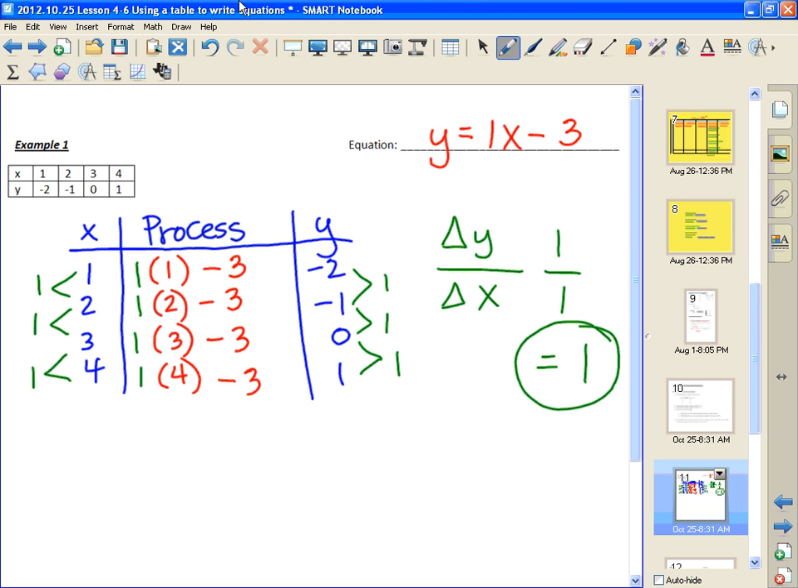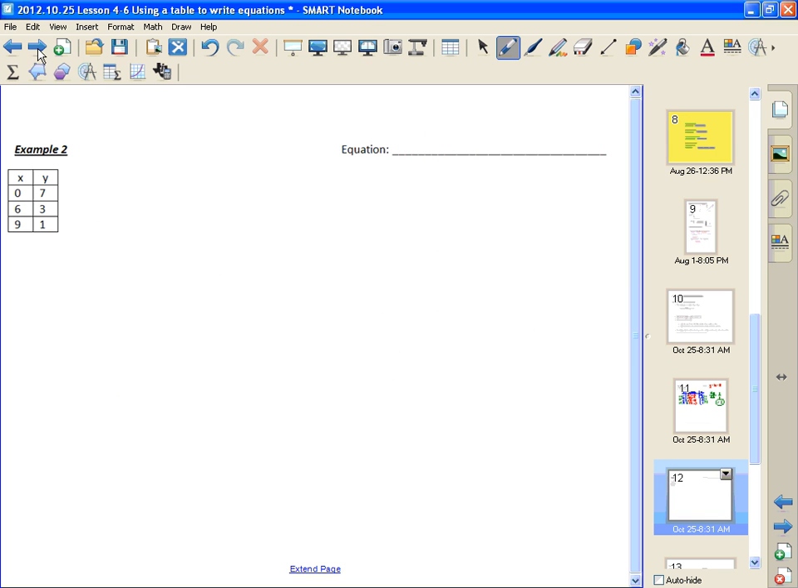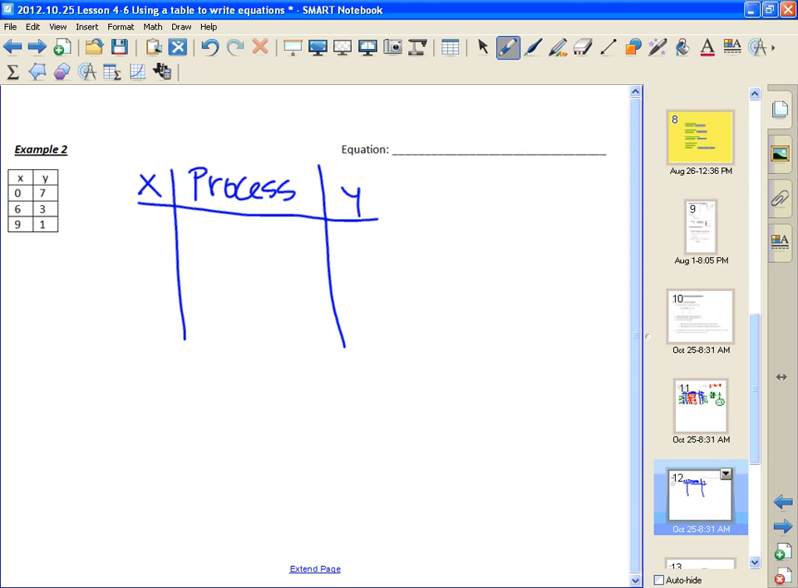All right, let's look at example 2. On example 2, we're going to make another process column table. So we have x, process, y. This time our x values are 0, 6, and 9. And then our y values are 7, 3, and 1.